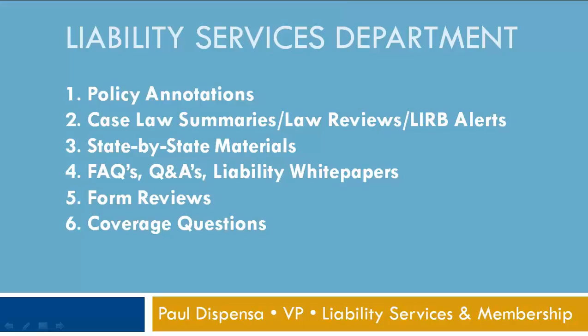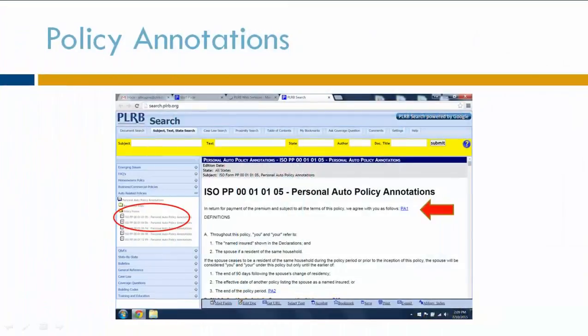The list on this screen represents 6 of the most popular coverage-related products and services offered by the Liability Casualty Legal Department. Each of these will now be briefly reviewed. Our policy annotations are the first item on the list, shown on the previous screen. Annotations are chapters written about each provision in a policy, including definitions, coverages, exclusions, and conditions.